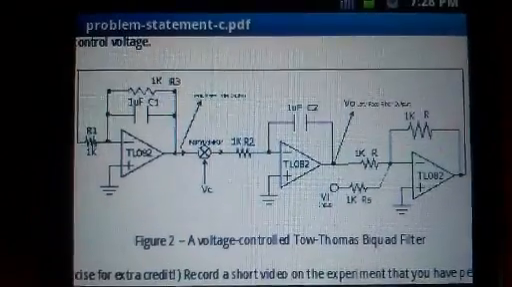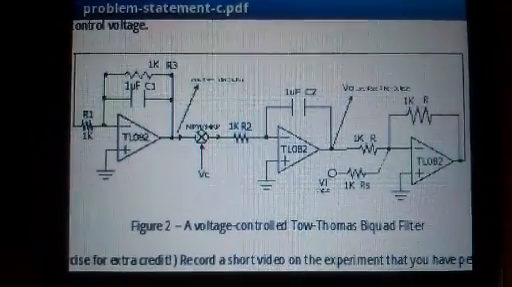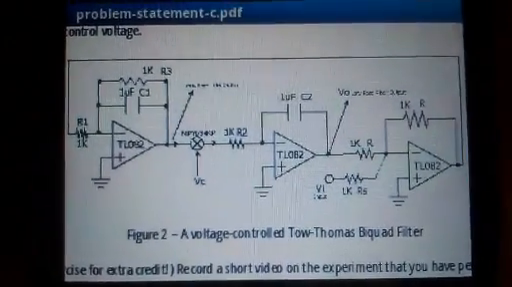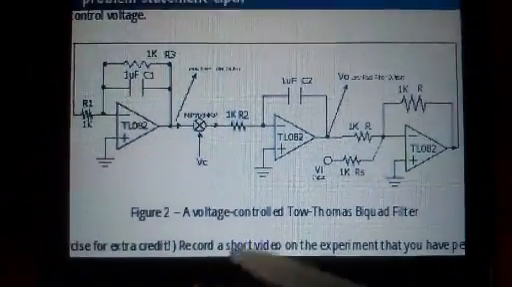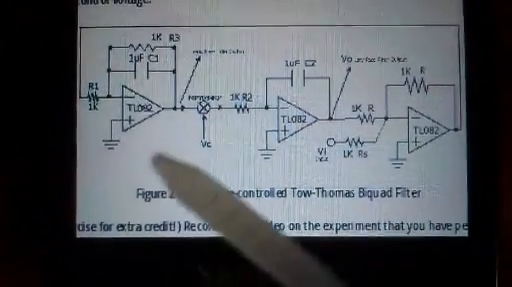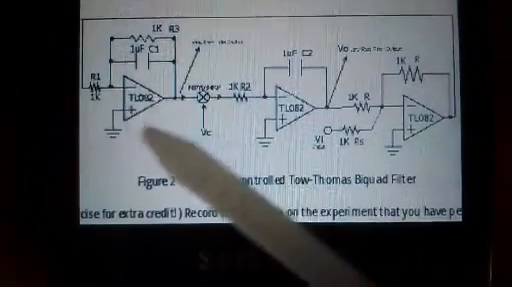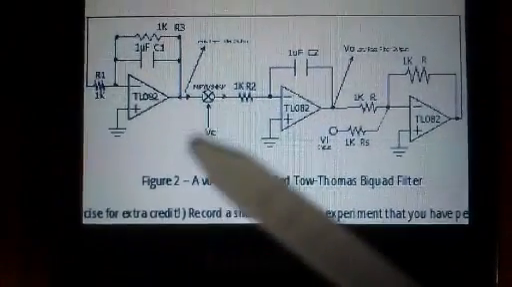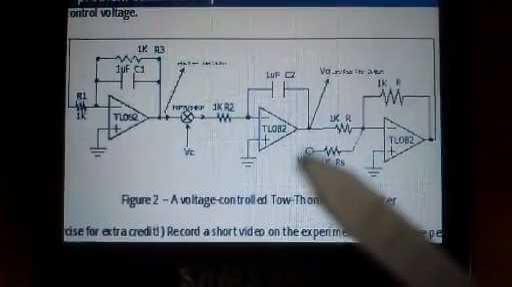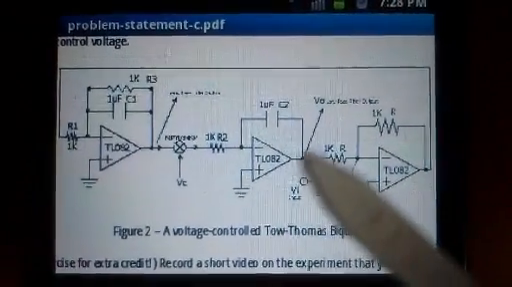We are team number 24-3 and we are working on problem statement C, which involves the design of an active RC biquad filter. So this is the schematic of the filter with this added multiplier over here. As you can see, there are 3 op-amps and 1 multiplier. This multiplier essentially controls the bandwidth of the filter, and the input is given on this node and the output is taken from the output of this op-amp.